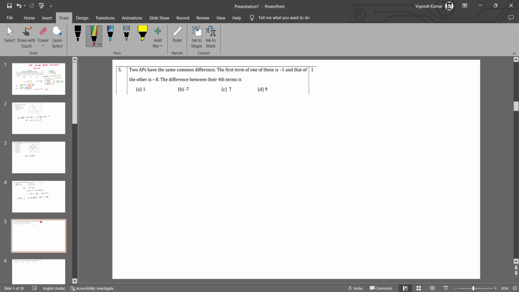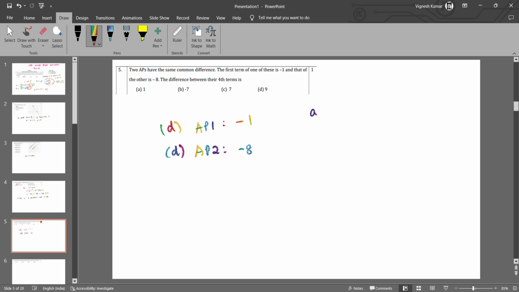Next, two APs have the same common difference. The first term of one of these is -1 and that of the other is -8. The difference between their fourth terms is. So we have two APs and each of these two APs has the same common difference, let us suppose d. The first term of the first AP, let us take it as -1, and the first term of the second AP, let us take it as -8. So the difference between their fourth terms is the required answer that we have to find.